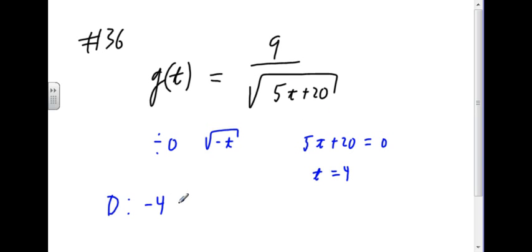So the domain is minus 4 is less than t is less than positive infinity. Okay, so now I'm okay. If I'm greater than minus 4, like minus 3.9999999, perfectly okay. I'm not dividing by 0. I'm not taking the square root of a negative number. And everything would be fine.